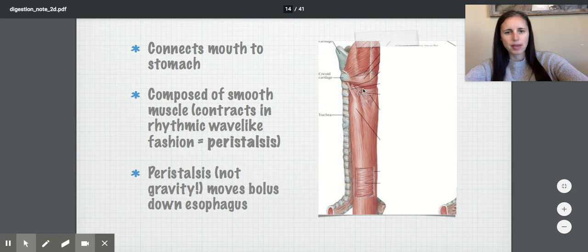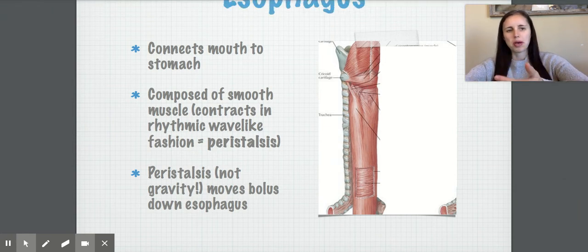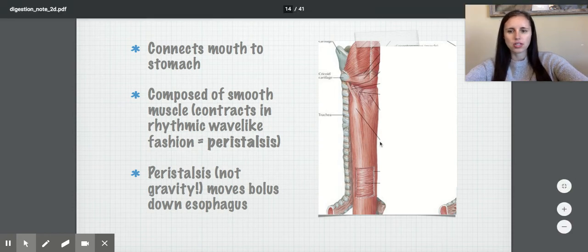So you can see they're side by side. So this is all smooth muscle. That's actually really important because it's going to contract. So your esophagus is going to contract, and that's going to help to push food down into your stomach. So it's technically not gravity that's carrying food from your mouth to your stomach. It's technically contractions on your esophagus, and we call those contractions peristalsis.